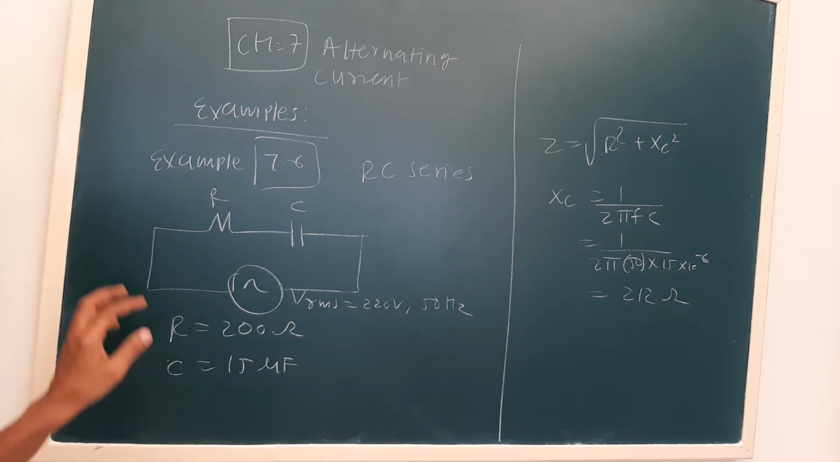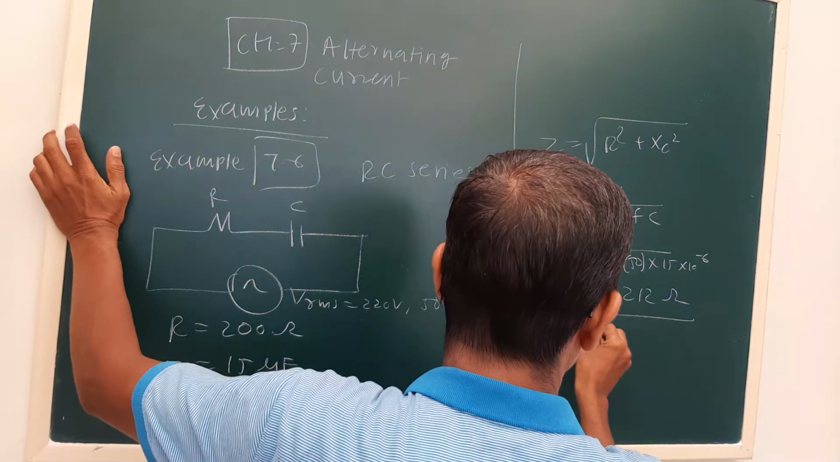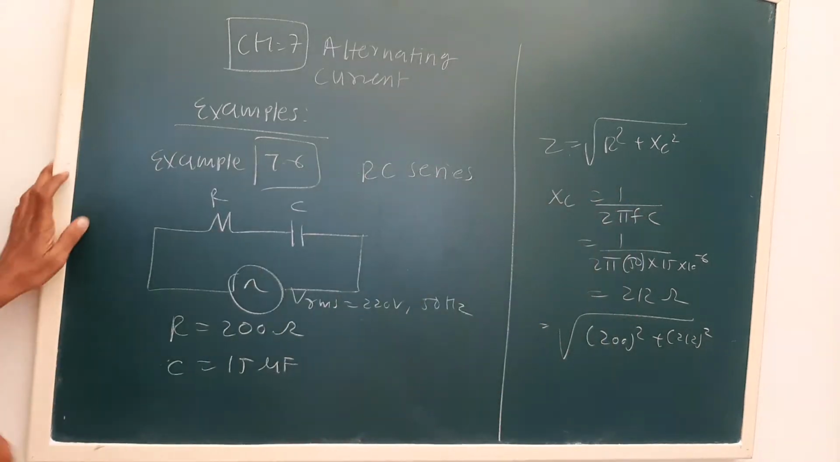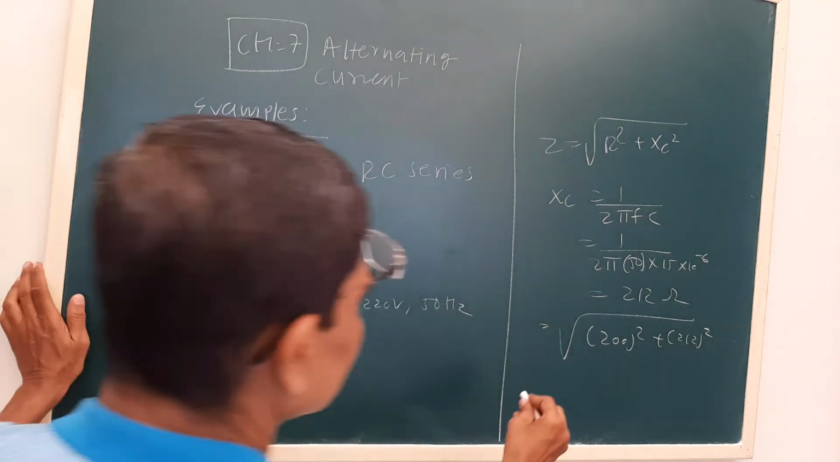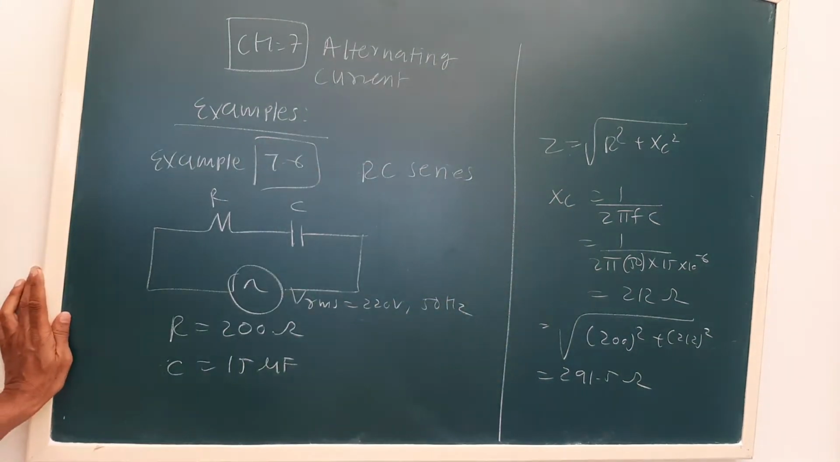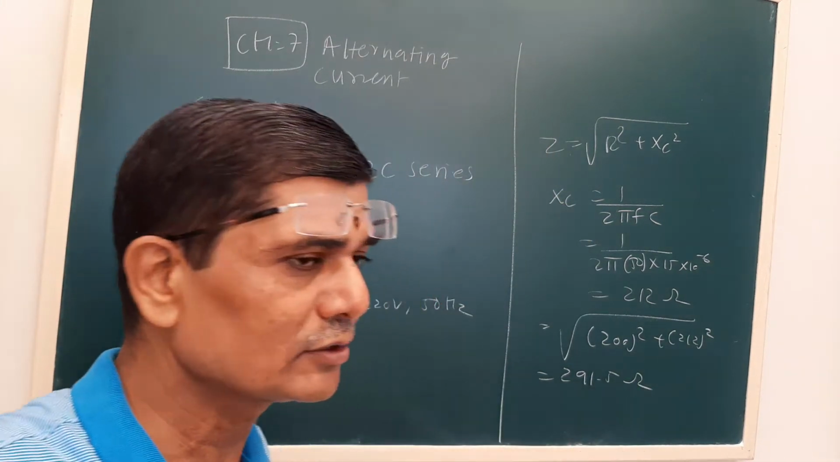Now see, the impedance is under root of 200 square, that is R square, plus XC square. So that will give the value of about 291.5 ohm. Again we have to remember, the impedance unit is ohm.